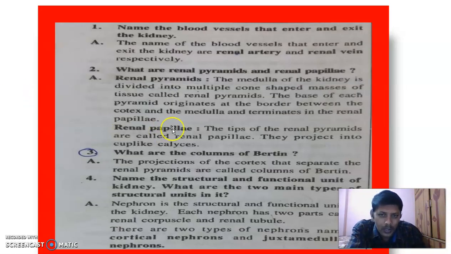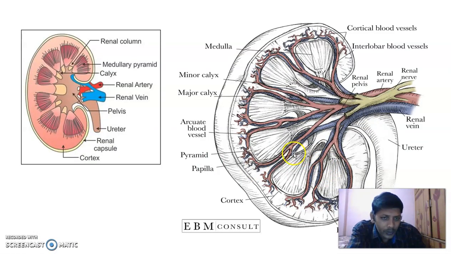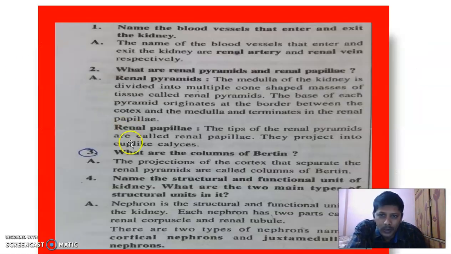Next, another part. What is renal papillae? The tips of the renal pyramids are called renal papillae. They project into cup-like calyces. This is the tip. This is the pyramid. The tip of the pyramid is called renal papillae, which project into calyx. You can see here, this is the minor calyx, it is projecting into calyx. I hope it is clear.